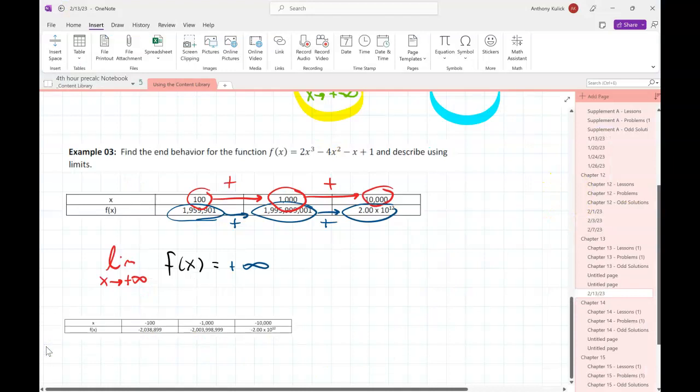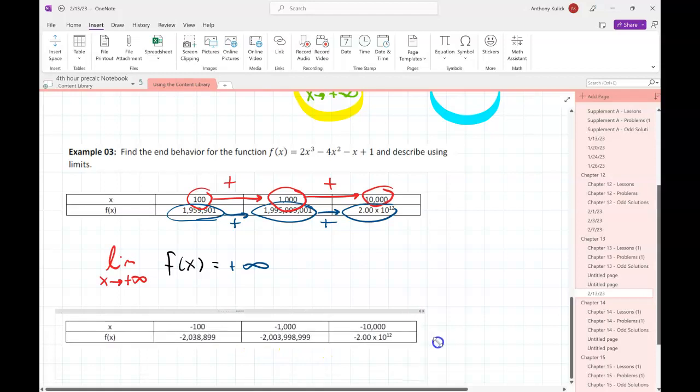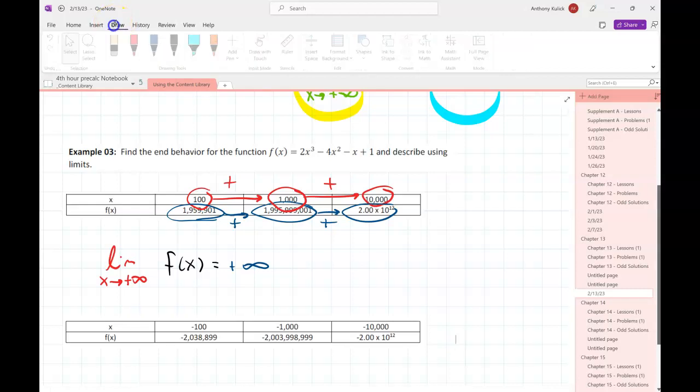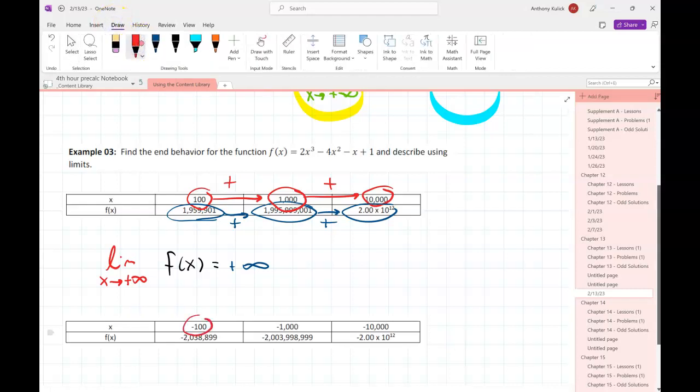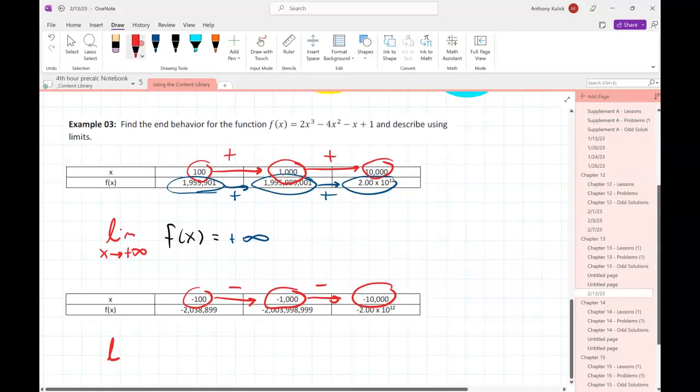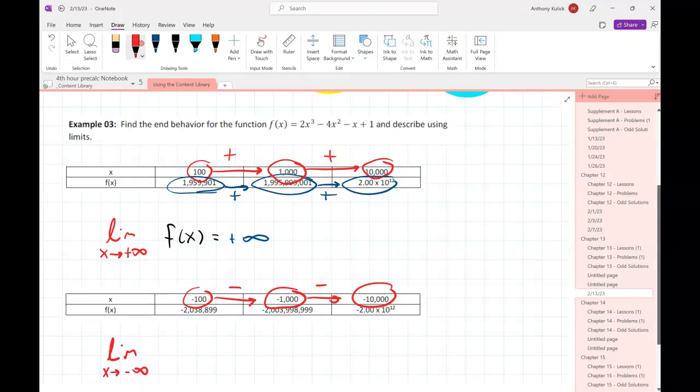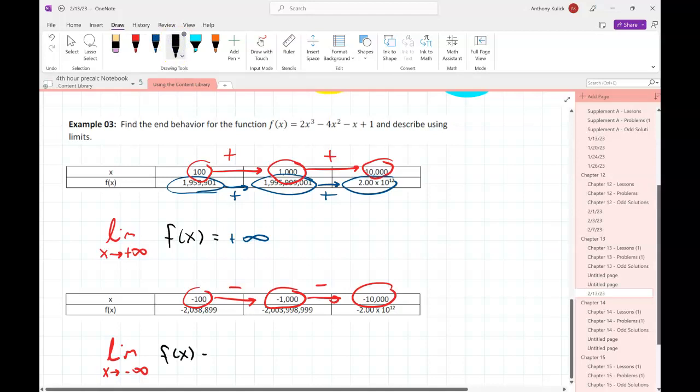And then let's say that I generated some values, or use some negative values for x. Again, what I notice here is what's happening to the x's. Getting smaller each time, right? From negative 100, negative 1,000, negative 10,000. So x is going towards negative infinity.